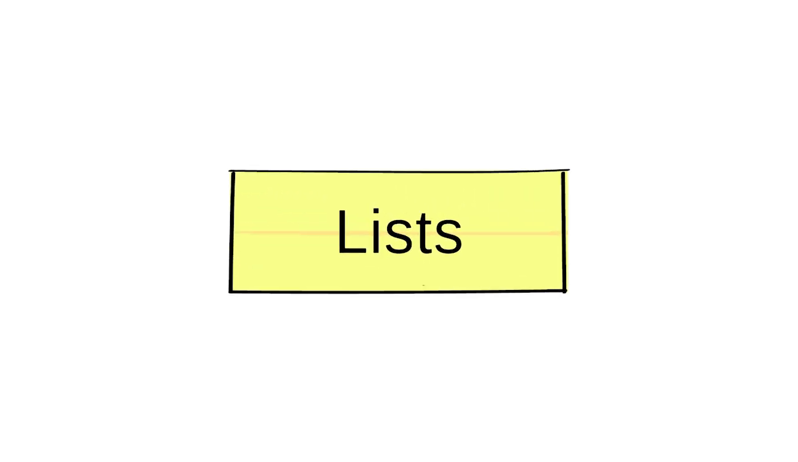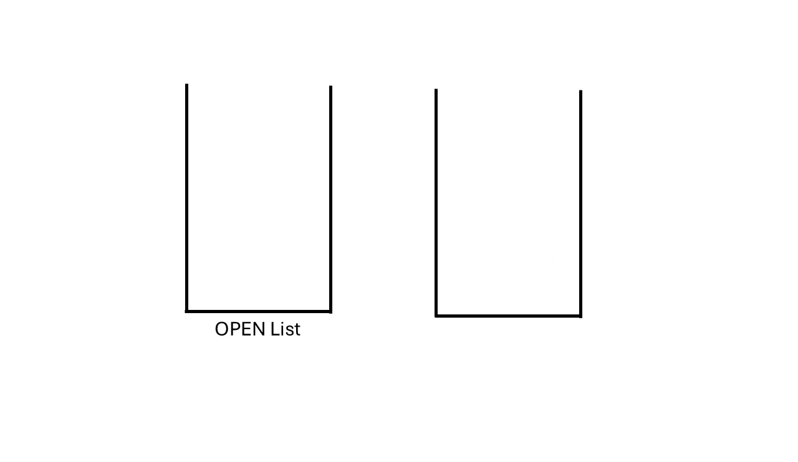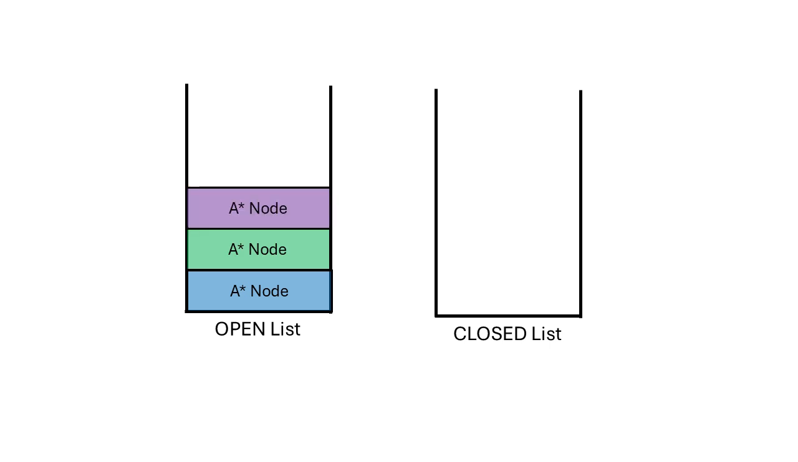Next up is the concept of lists. A-star has 2 of them, the open list and the closed list. The open list stores A-star nodes that we've come across in our search but have not yet expanded. The closed list is where A-star nodes are moved when they have been expanded, or in other words, we've added all their neighbours to the open list.